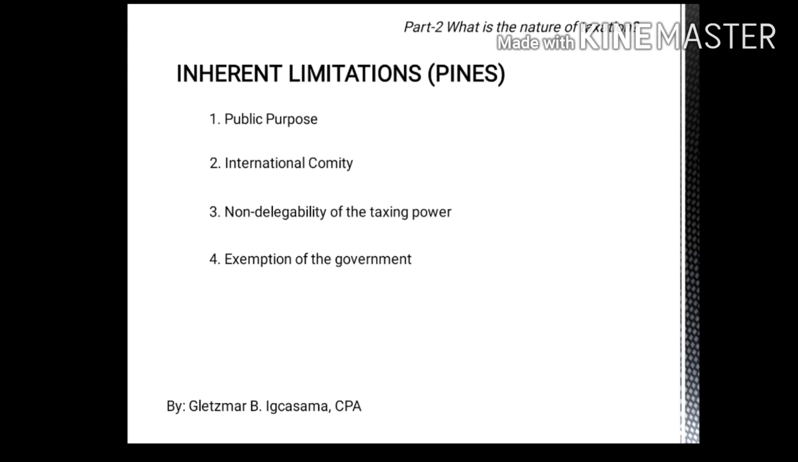Another inherent limitation is the exemption of the government. Of course, if an agency is performing governmental functions, they should be exempted from tax. And the last is situs of taxation or territoriality. So the taxation law is only applicable in its territories. And we have already discussed the situs of taxation. So that's on the inherent limitations.